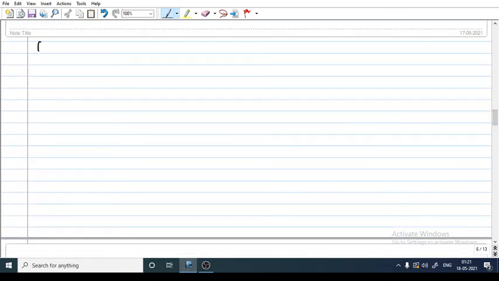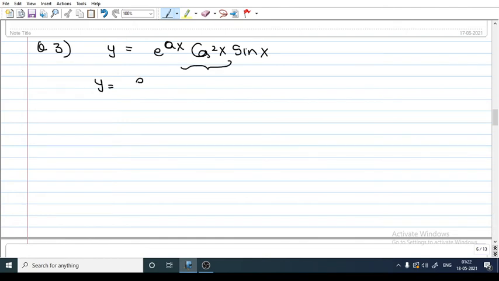Okay, so the third question which we are going to do is y equals what? y equals e power ax into cos square x into sin x, right? What we are going to do? We are going to convert this cos square x into cos 2x format. y equals e power ax into (1 plus cos 2x) by 2 into sin x. Okay, here you will write the curly bracket.